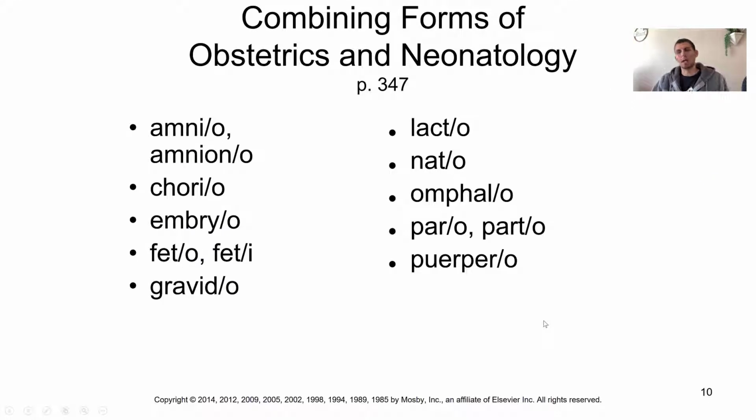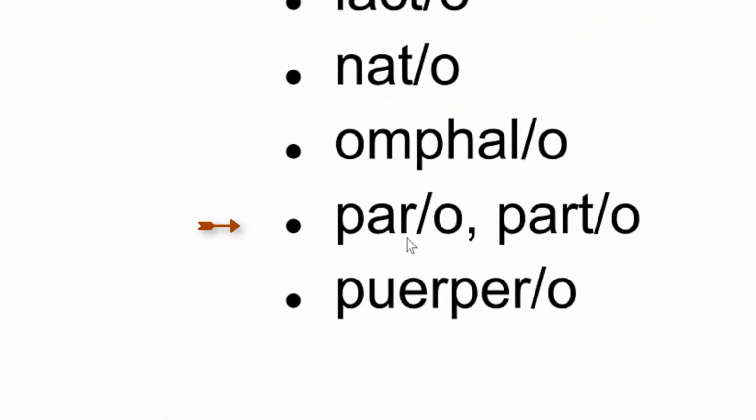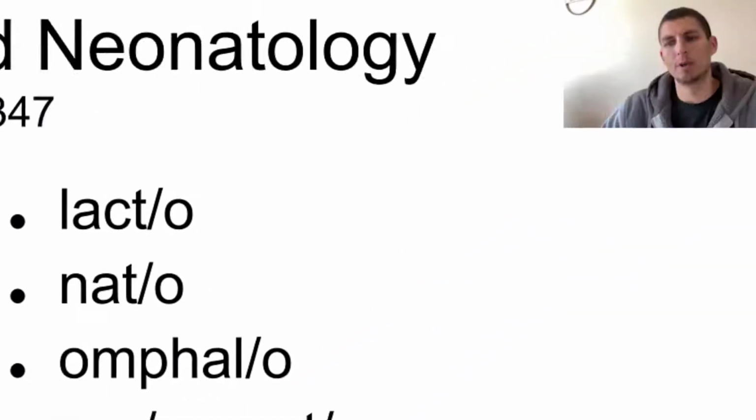You can see the combining forms on page 347, and we start to see some of these word roots like amnio. So again, talking about the amniotic fluid, choreo about the chorion, embryo for the, obviously, embryo, feti for the fetus. Gravido is going to refer to how many pregnancies the mother has had. And then skipping over to the other side of the chart, we see par or para. That's the number of viable births that the mother has had.